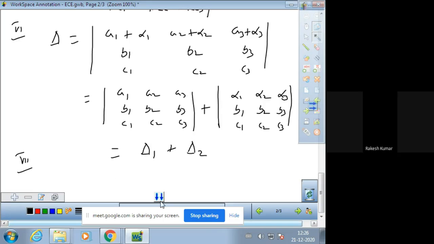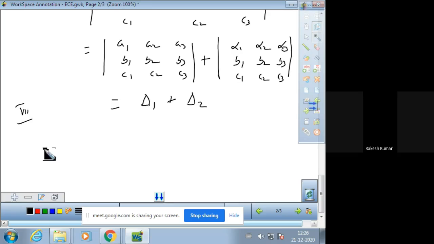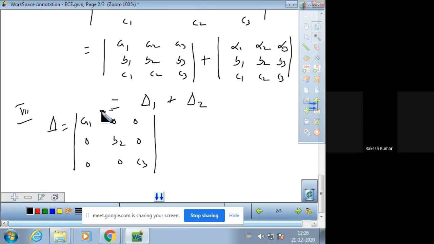One more important property is this: prove that the value of the determinant of a diagonal matrix is equal to the product of the diagonal elements. Suppose we have a matrix in which we have A1 0 0, 0 B2 0, 0 0 C3. A diagonal matrix is one in which only the diagonal elements are non-zero and all the other elements are zero. So its determinant will be A1 B2 C3. You can easily check that.